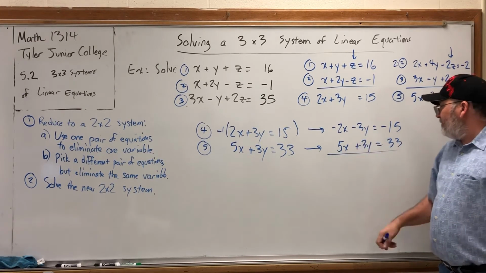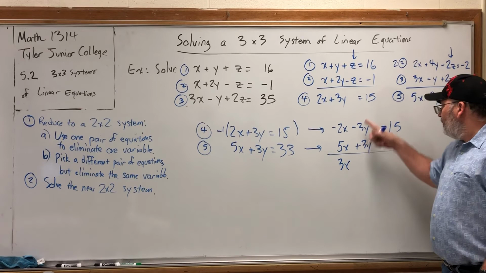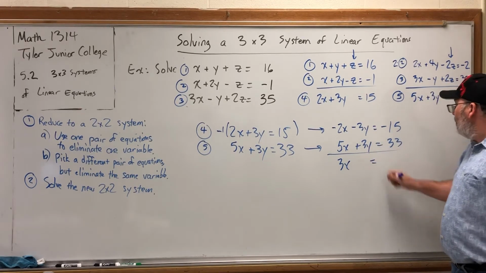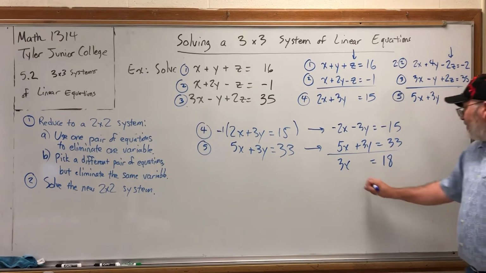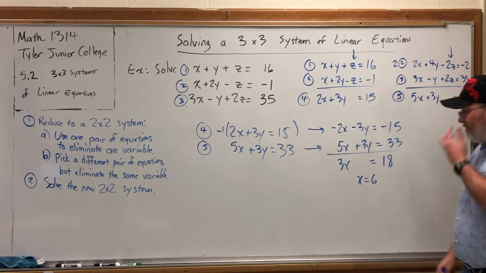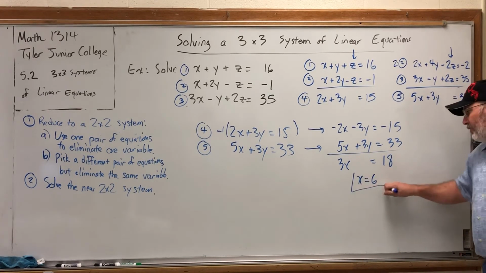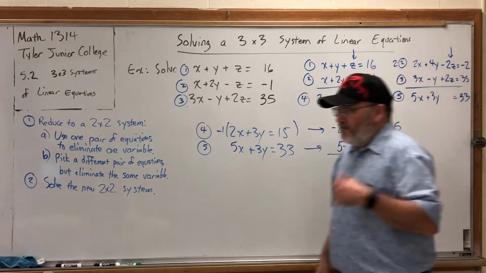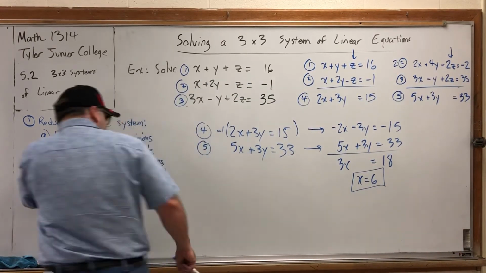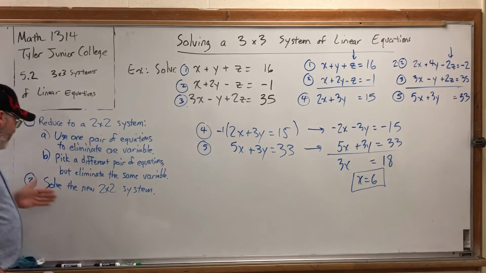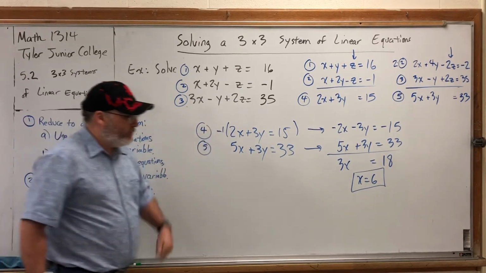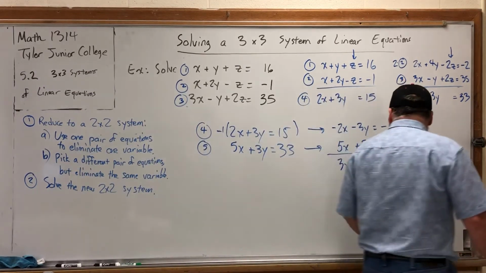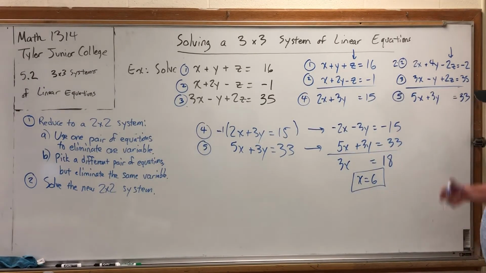Negative 2x plus 5x is 3x. The y's cancel, we set that up. Negative 15 plus 33 is 18. Divide both sides by 3 and we get x equals 6. So there's 1/3 of our solution because we need all three values, x, y, and z. Be careful, we haven't finished step 2 yet. Step 2 says to solve this 2 by 2 system. We've got half of its solution. Now we need the other half.